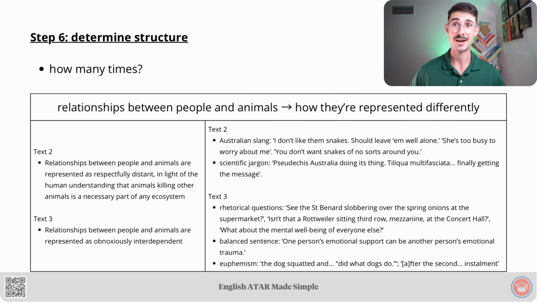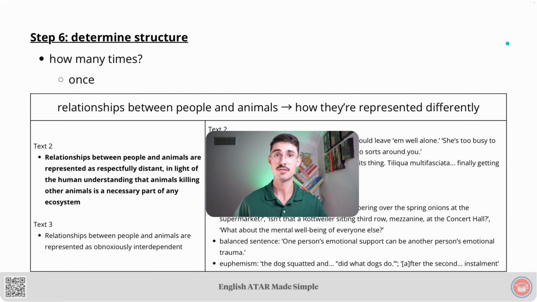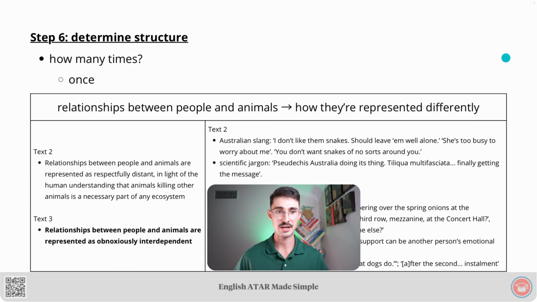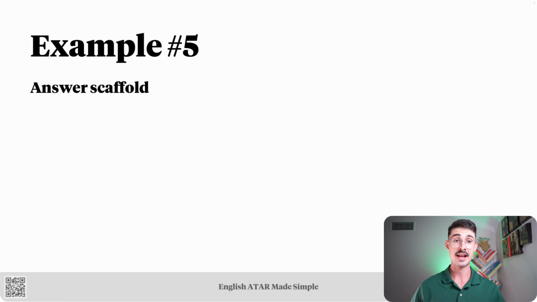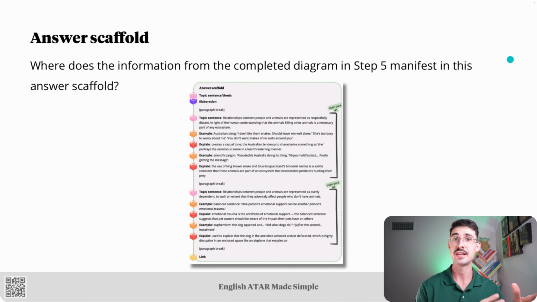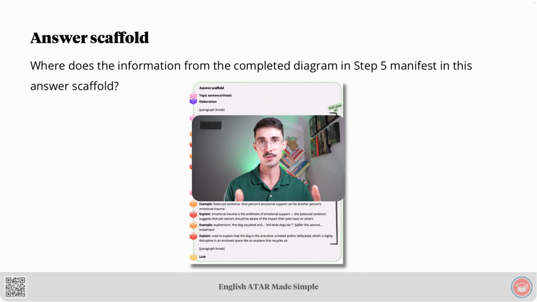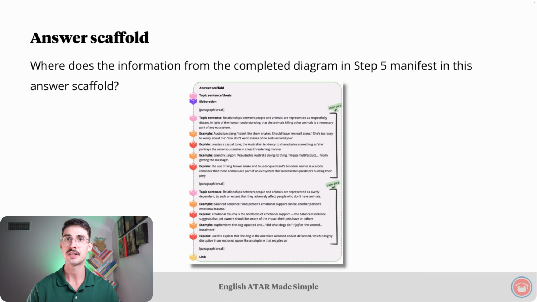The next question is how many times? And once again, hopefully you were thinking just once. We are shifting focus from the representation of relationships in text 2 to the representation of relationships in text 3. And here is an answer scaffold that represents that shift in focus. As always, pause the video, take a look at the information in the completed diagram and see how it manifests in this answer scaffold. Also, ask yourself, why are we shifting focus once?